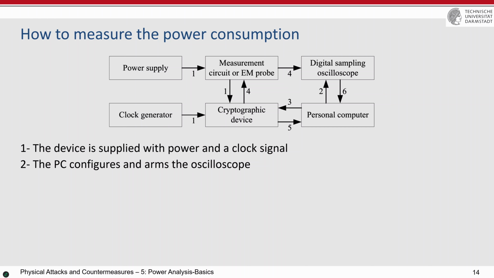Suppose at 10 gigasample per second, each sample is just 1 byte. That's 10 gigabytes of data per second. How do you want to analyze them? How do you want to save them? How do you want to transfer them?